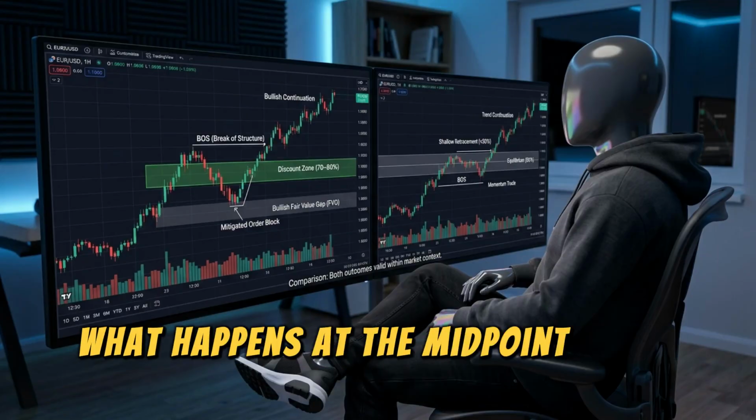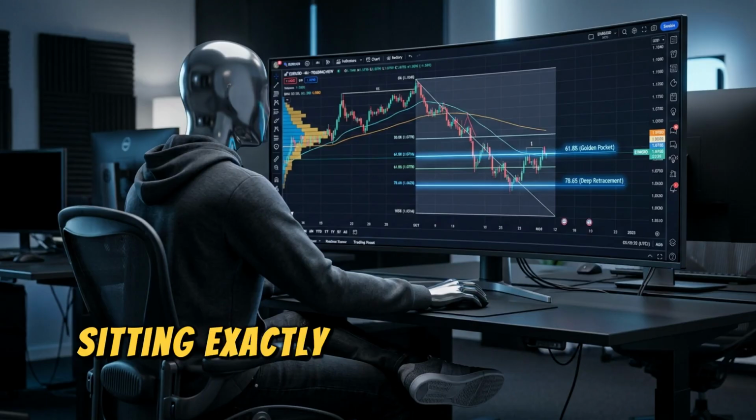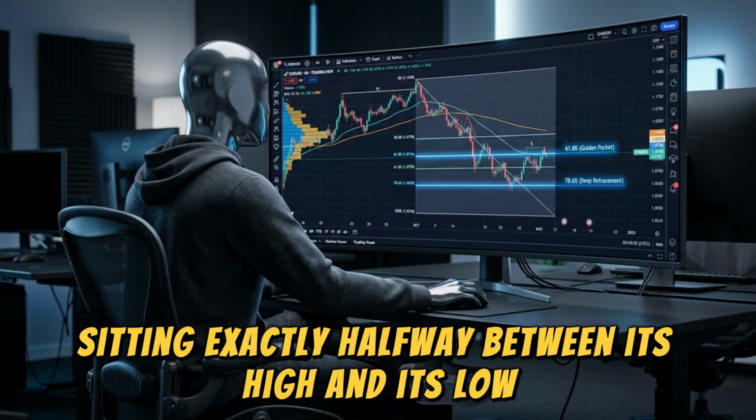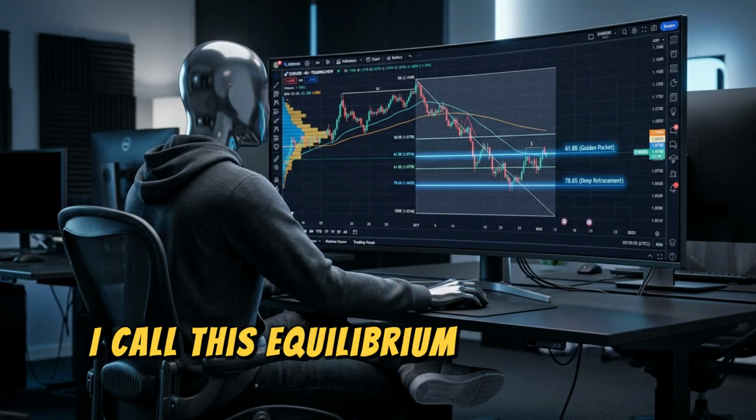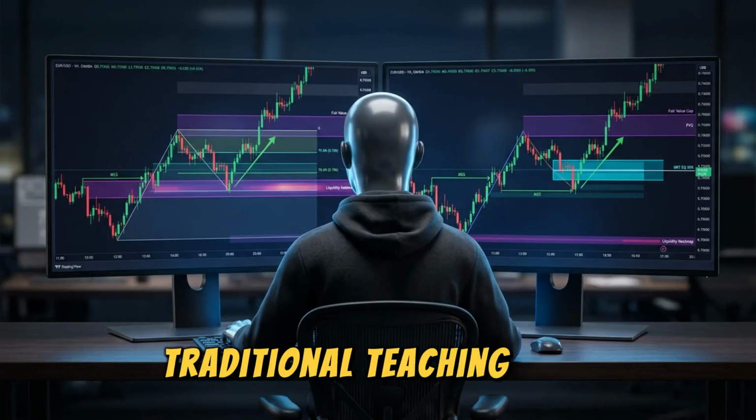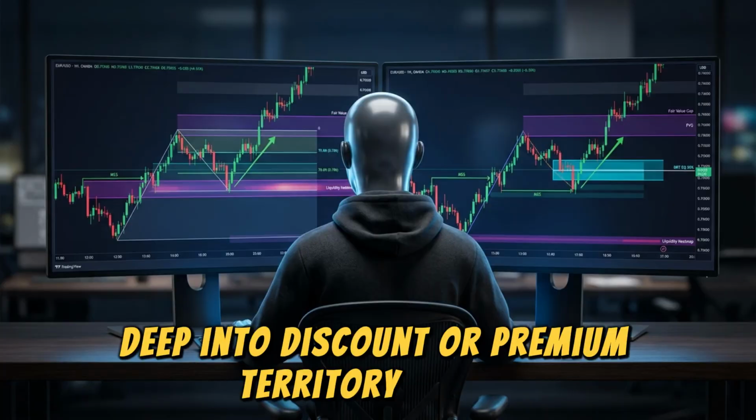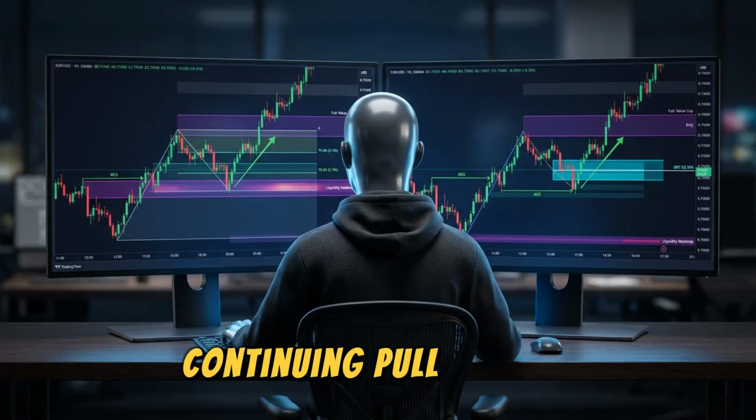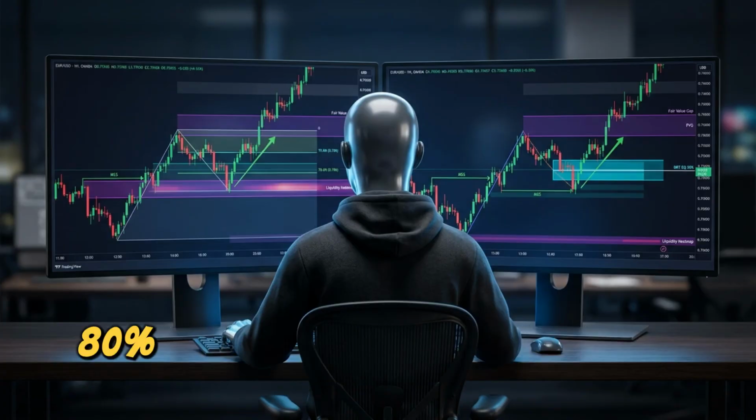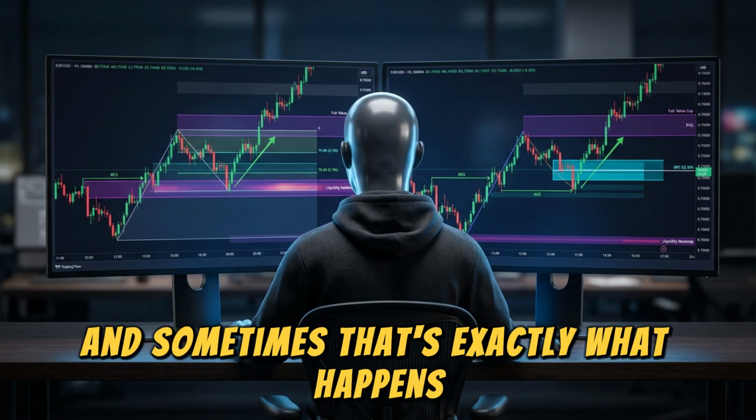What happens at the midpoint of the range? Every dealing range has a fair price sitting exactly halfway between its high and its low. I call this equilibrium, or the 50% DRT level. Traditional teaching says price needs to retrace deep into discount or premium territory before continuing. Pull back 70–80% of the move before it's safe to enter. And sometimes that's exactly what happens.